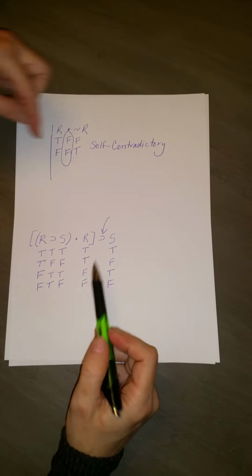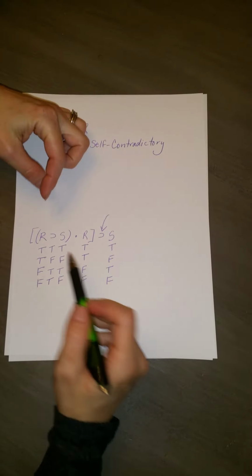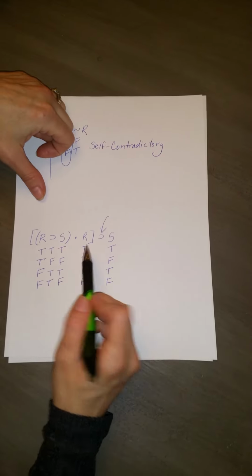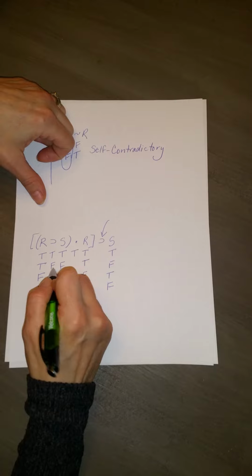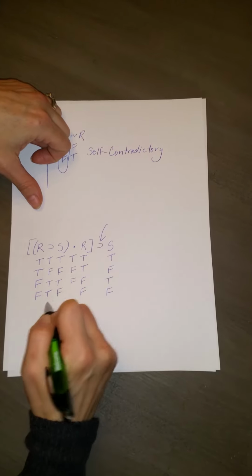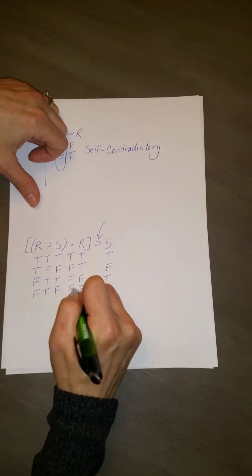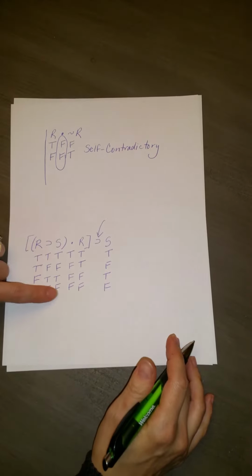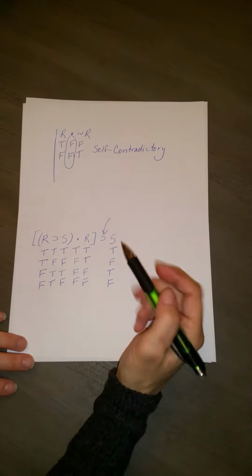And then now we can do this conjunction. So we have true and true is true. False and true is false. True and false is false. And true and false is false. So that's what we have on the left side in the antecedent.